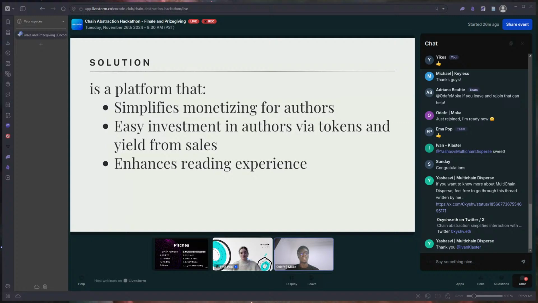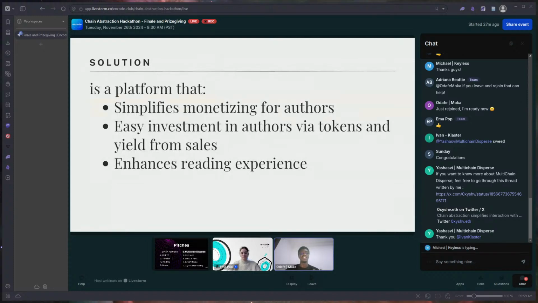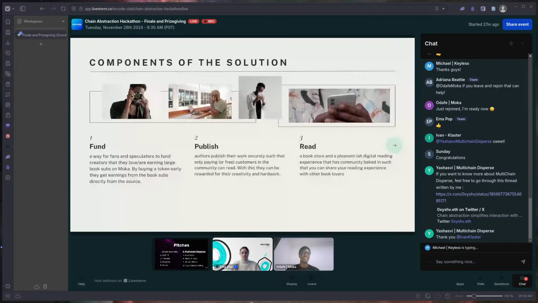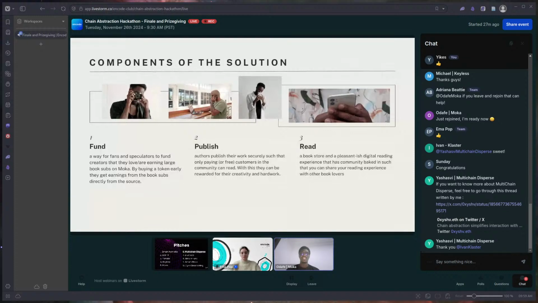So what is MOOCA? MOOCA is a platform that makes it easy for authors to publish their work and to sell it to their fans, and also to make it easy to get funding from investors and speculators within the Web3 ecosystem. It has 3 main components. It has a fund where an author can say they want to create a work, and anyone can invest, give them liquidity in USDT, and receive a token, which allows them to earn from book sales.